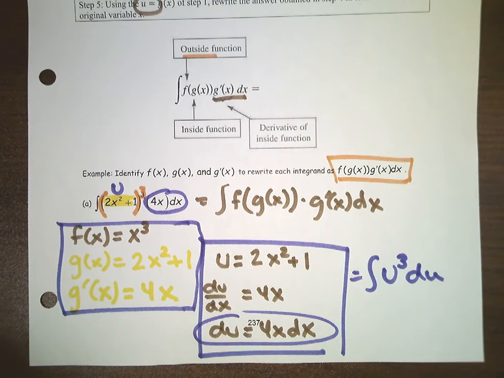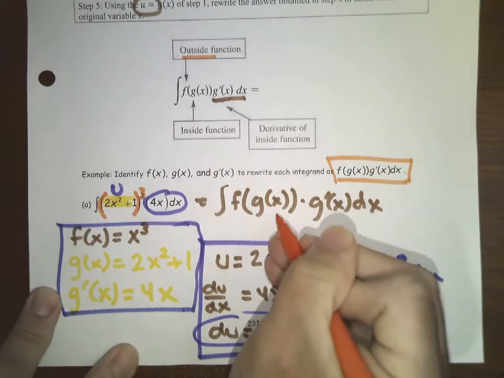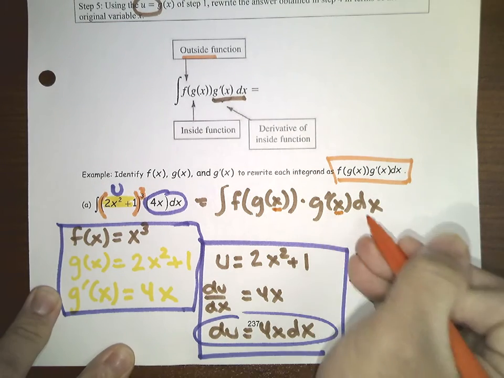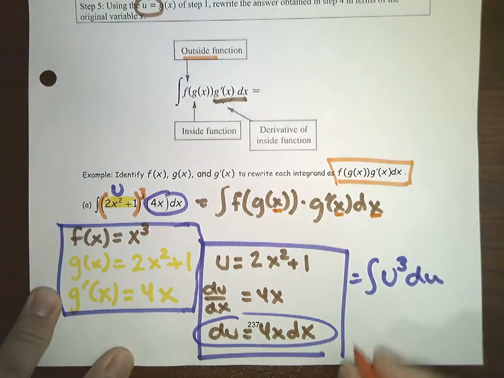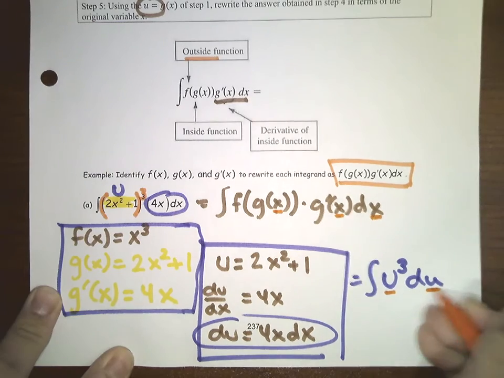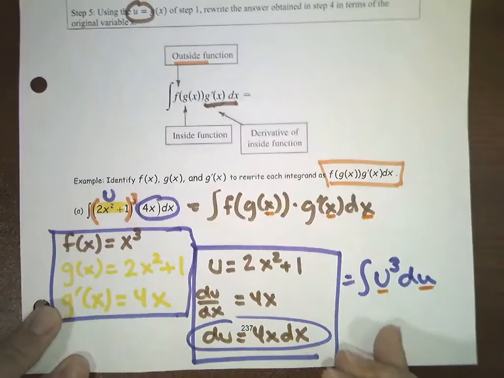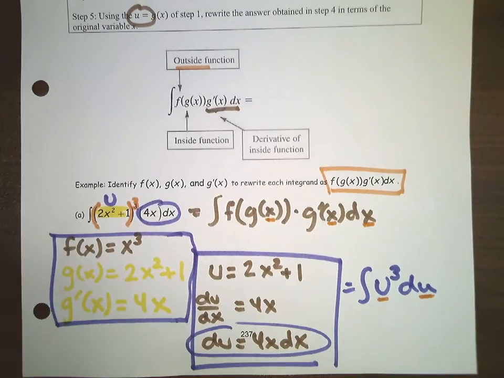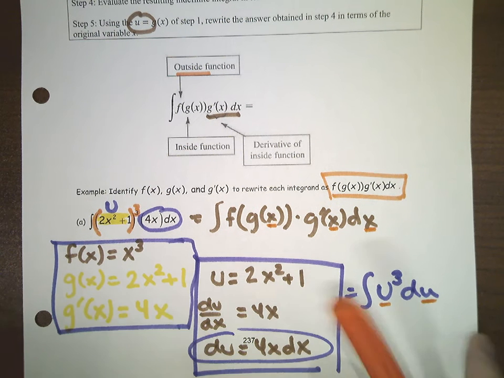Now, the one thing that I want to point out is that you can't mix the x's and the u's together. If you use this format, you see these are all x's. If you use this format, you see these are all u's. So I'm never going to mix the x's and the u's together. I'm either going to have all x's or change to all u's.